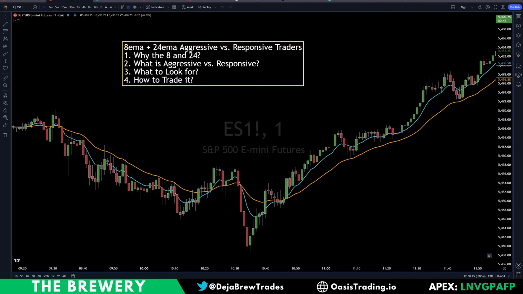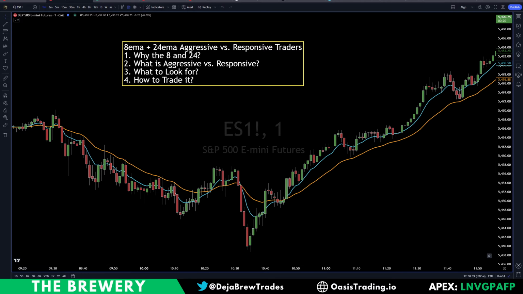So starting off, why did I choose the 8 and 24? Really with moving averages, as you guys have probably seen at this point, they are pretty much personal preference. For the most part in trading, everybody has a number they like to use. I used to use the 8, the 9, the 10, the 12. You just kind of play around with it until you find one that you like. And the 8 kind of stuck with me.